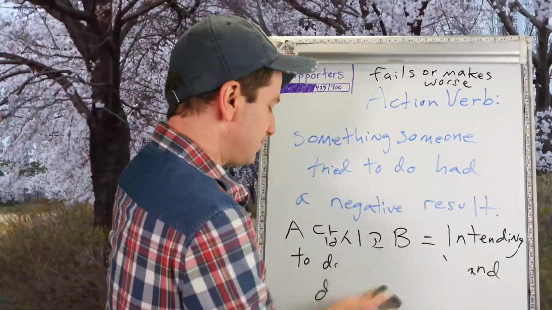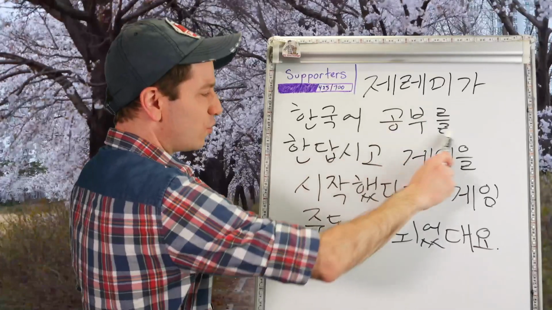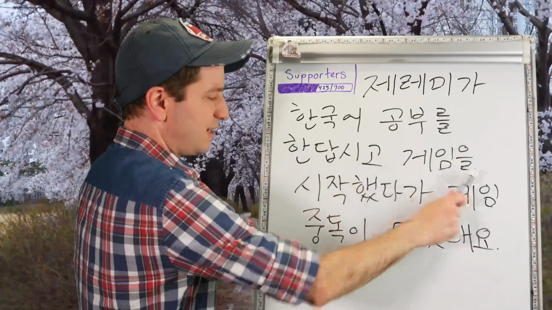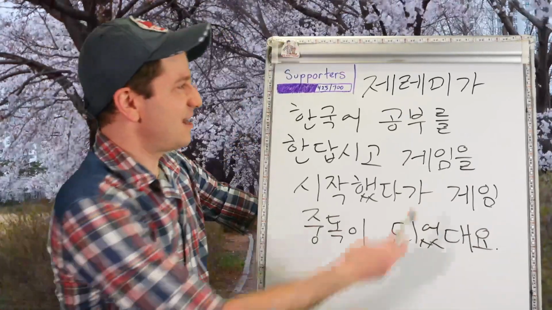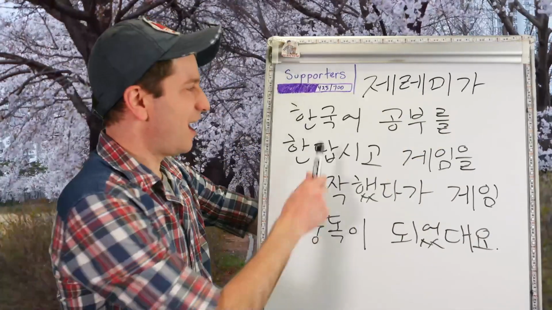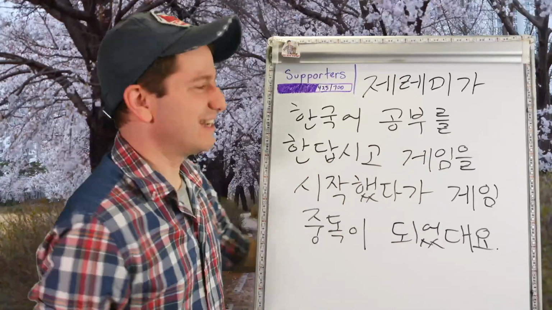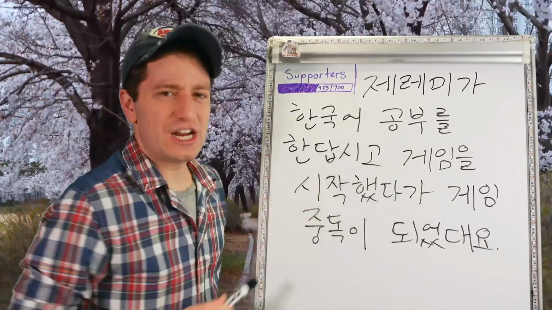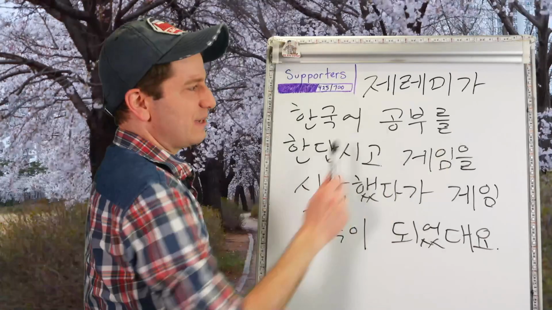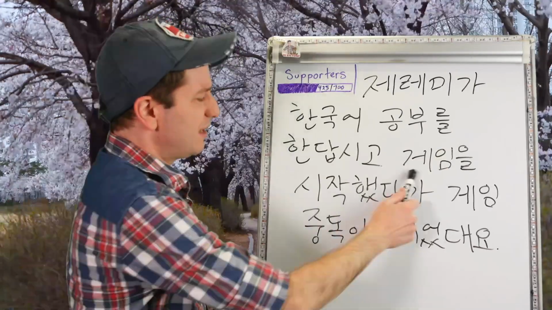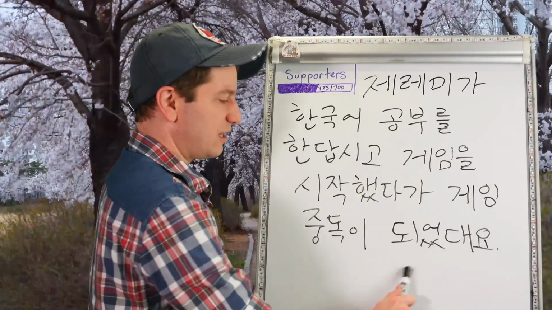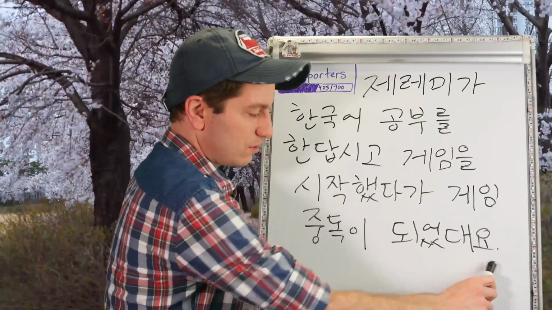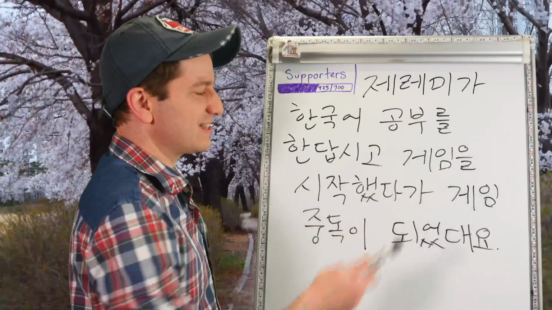So let's do an example. 제레미가 한국어 공부를 한답시고 게임을 시작했다가 게임 중독이 되었대요. 제레미가, so Jeremy, 한국어 공부, Korean study. 한답시고. So Jeremy is intending to do Korean study. But then what happens? 게임을 시작했다가, so he started playing a game. 게임 중독이 되었대요. So I heard that he became addicted to games.